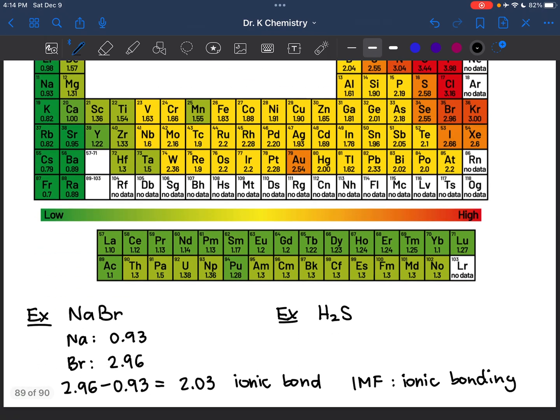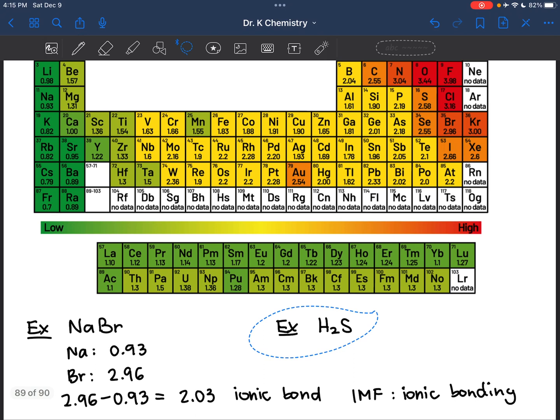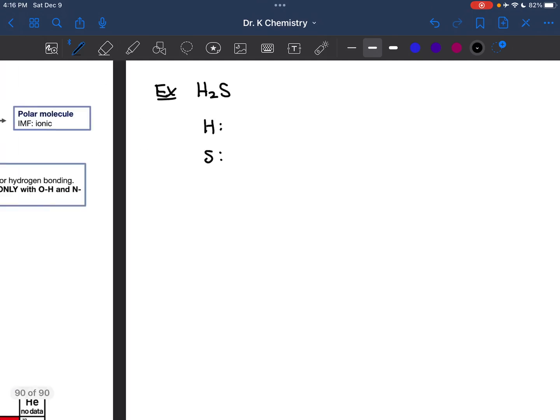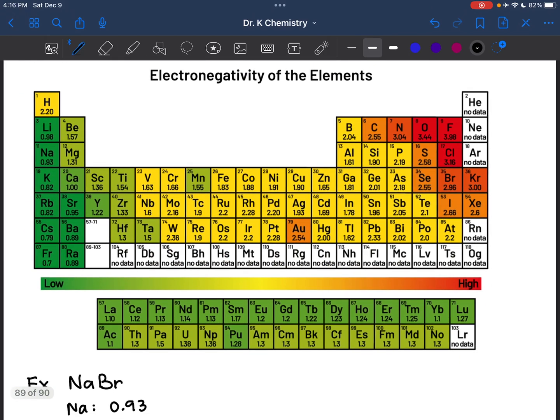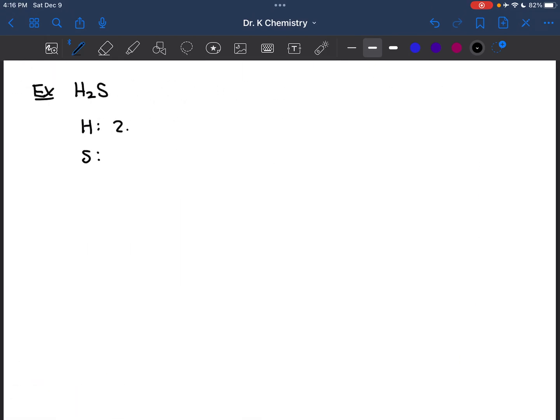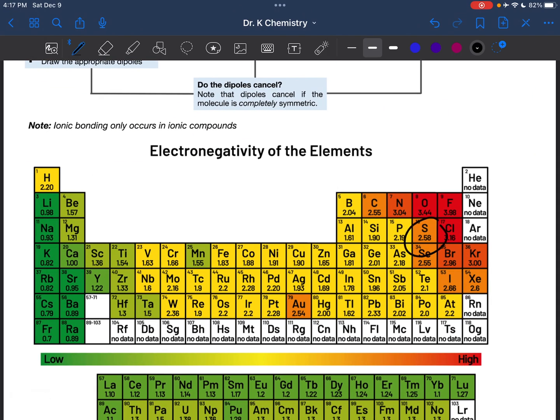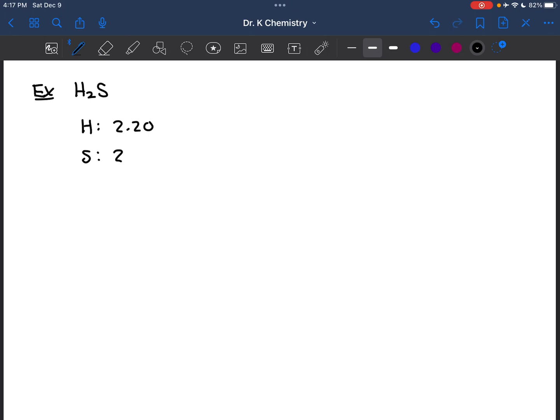Let's try the next one. I'll copy that over to the next page. The first question I will ask myself is, does this molecule have a polar bond? I see that this is going to contain 2 hydrogen-sulfur bonds. So I'm going to calculate the electronegativity differences between these 2 elements. Looking at the chart, hydrogen is 2.2 and sulfur is 2.58.